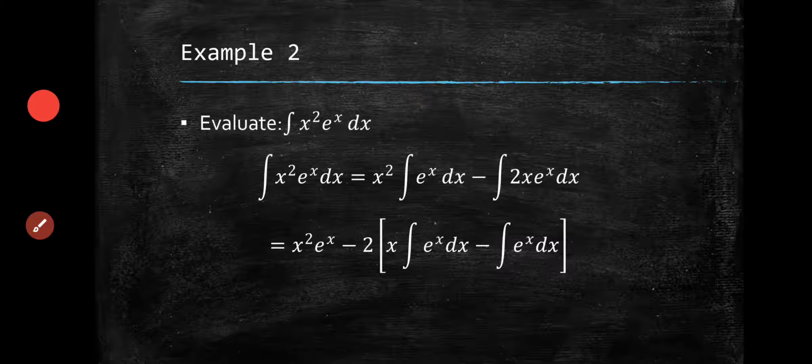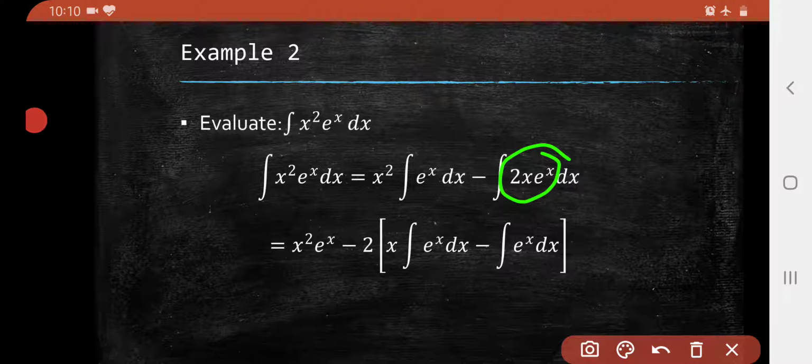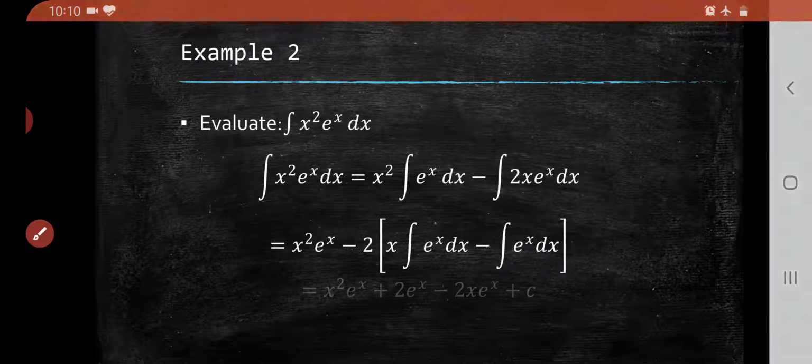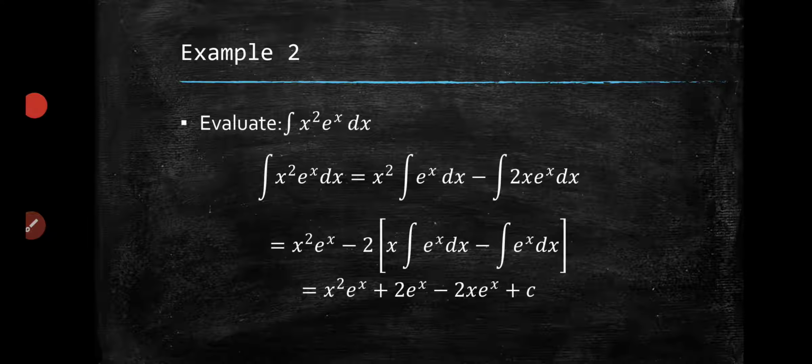Next, you see this one, x e to the power x will become another by parts, so we have to break it once again. So x comes out, e to the power x dx, and d/dx of x is 1, and integration of e to the power x is again e to the power x, so this is what remains. And then if you just calculate all the integrals and put in the values, this is your final answer, right?